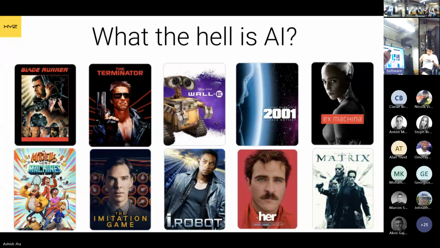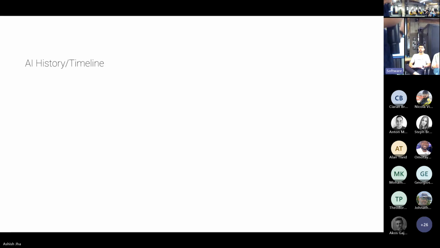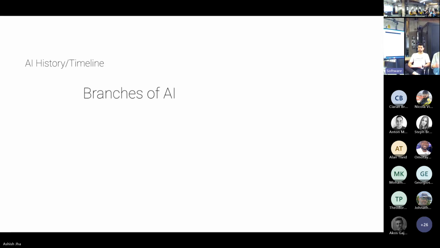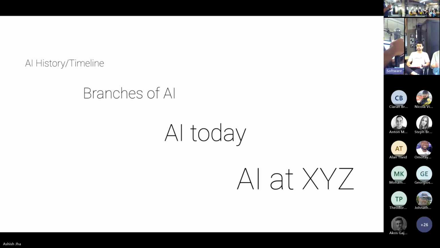Really understand what it truly is today, but we have to get there in steps. And so this lunch and learn is going to be in four parts. First, we are going to go through the history and quick timeline of AI. We are then going to look at several branches of AI and how they have evolved over time. We will then focus on what AI is today. So when people say AI, what do they really mean? And finally, the most important, how are we doing AI within XYZ?